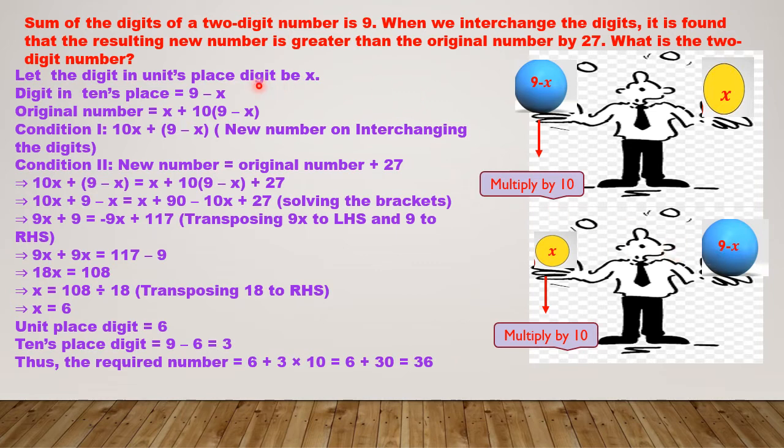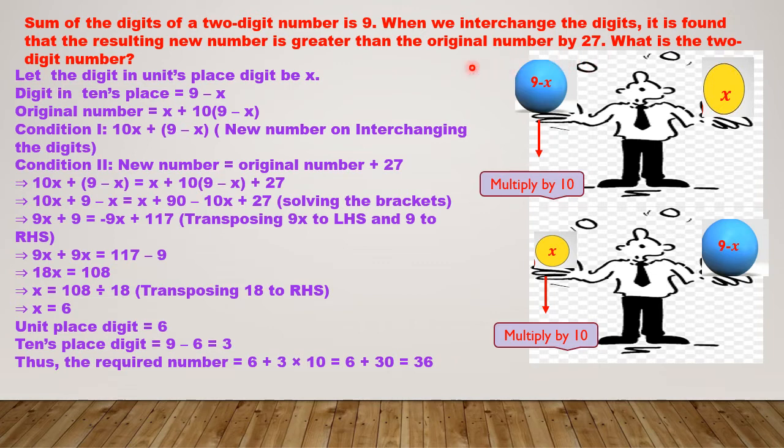Now we are going to apply the condition. So we have to again move to the question to understand the condition. So let us again go to the question. When we interchange the digits, it is found that the resulting new number is greater than the original number by 27. Now first we have to understand which number is smaller. When we understand which number is smaller from these two, that time we'll understand to which number we are going to add 27.